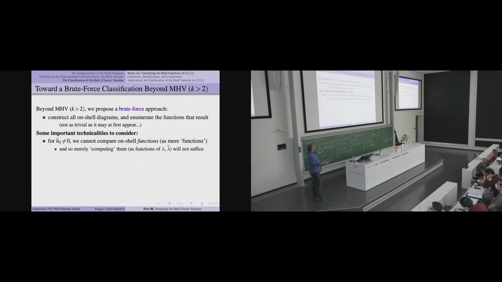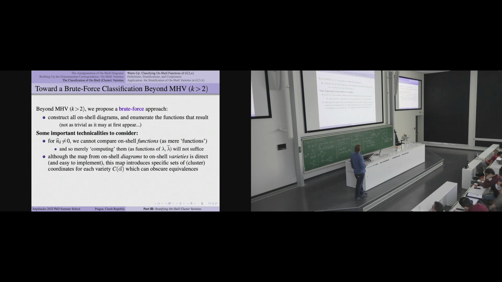So merely computing them or solving the delta functions in terms of lambda, lambda tilde will still leave some undetermined parameters. And how do you know that these things aren't just diffeomorphisms of each other or not? So that's the problem. Although, if I hand you any diagram, you can hand me a coordinate chart for a variety, that's very easy to do, the map introduces very specific coordinates that are peculiar to how you solve this. And it's not at all unique.